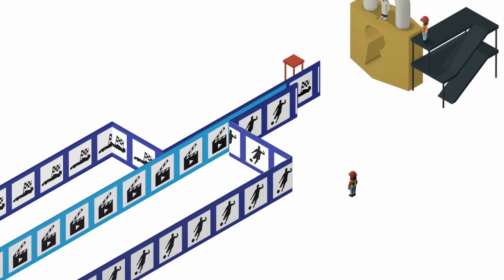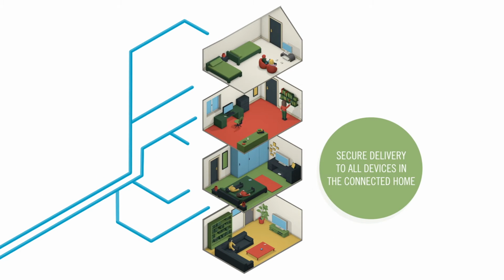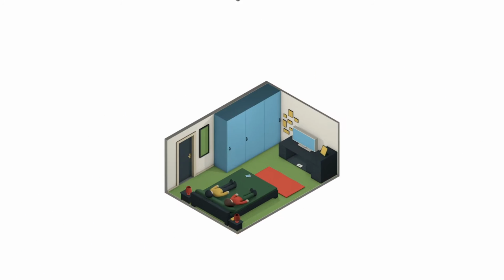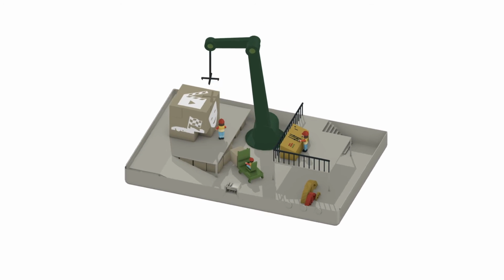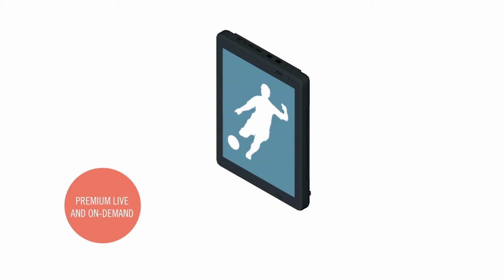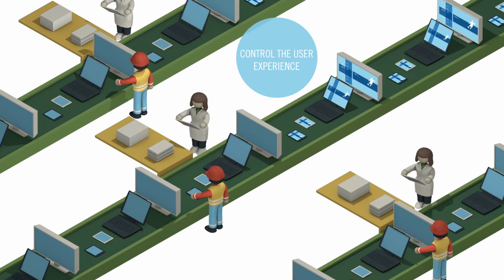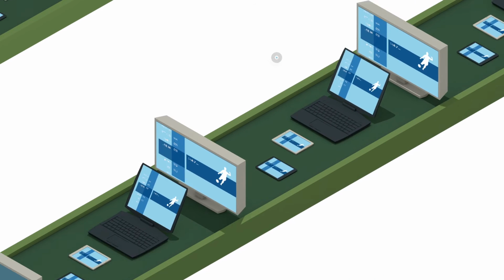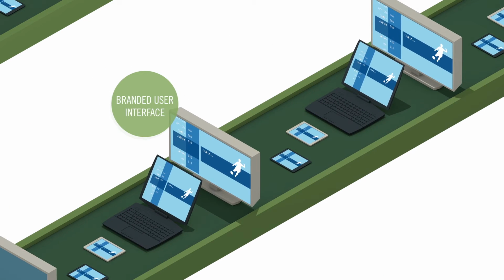Joinin allows pay TV service providers to securely deliver premium content to all the devices in a connected home. A home gateway implementing Joinin can efficiently leverage broadcast and broadband networks to offer live and on-demand content on all screens. And as a pay TV service provider, you want to keep control of the user experience. Joinin allows you to offer a seamless access to all content with your branded user interface.